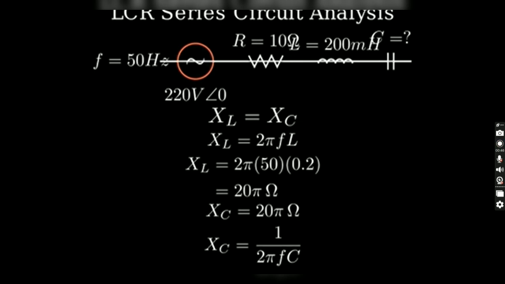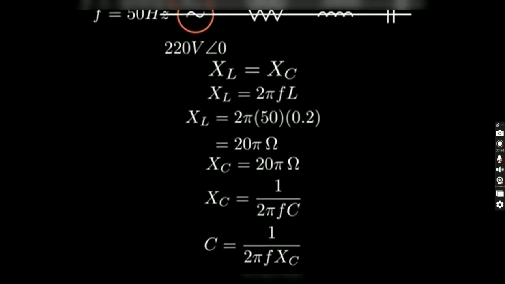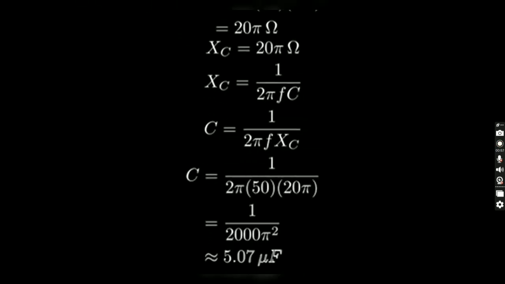We know that X_C equals 1 over 2 pi FC. Solving for C, we get C equals 1 over 2 pi F X_C. Plugging in our values, we get C equals 1 over 2 pi times 50 times 20 pi, which simplifies to 5.07 microfarads. Now for the Q factor.